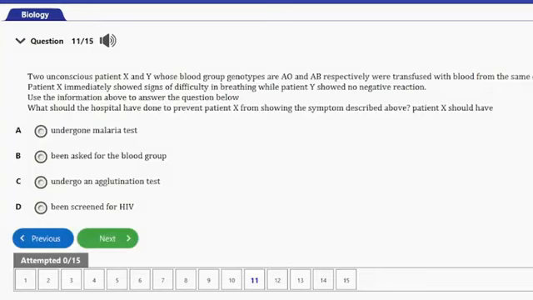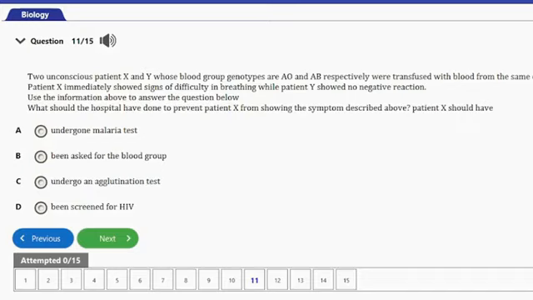Question number 11. It says 2 unconscious patients X and Y whose blood group genotypes are AO and AB respectively were transfused with blood from the same donor. Patient X immediately showed signs of difficulty in breathing, while patient Y showed no negative reaction. Use the information above to answer the question below. What should the hospital have done to prevent patient X from showing the symptom described above?